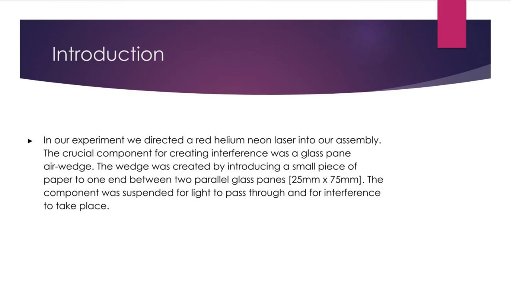In our experiment, we directed a red helium neon laser into our assembly. The crucial component for creating interference was a glass pane Air-Wedge. The wedge was created by introducing a small piece of paper to one end between two parallel glass panes, 25 mm by 75 mm. Data was collected for 2, 4, 6, 8, and pieces of paper in the Air-Wedge. The component was suspended for light to pass through and for interference to take place.